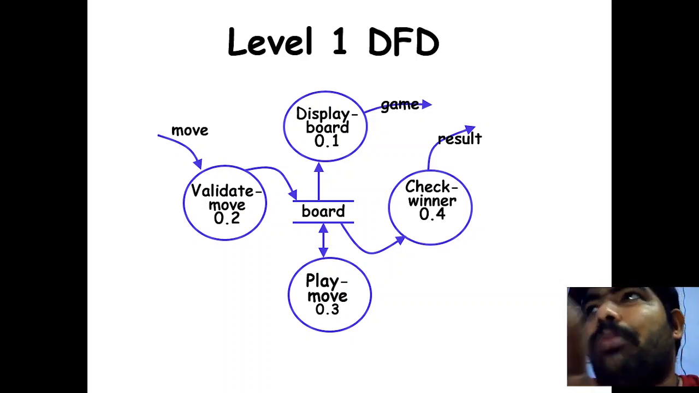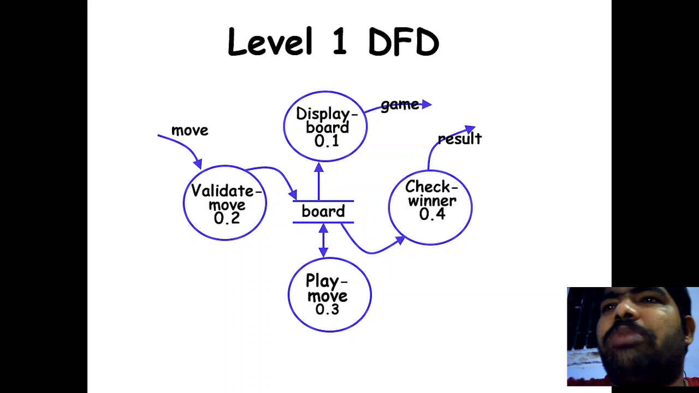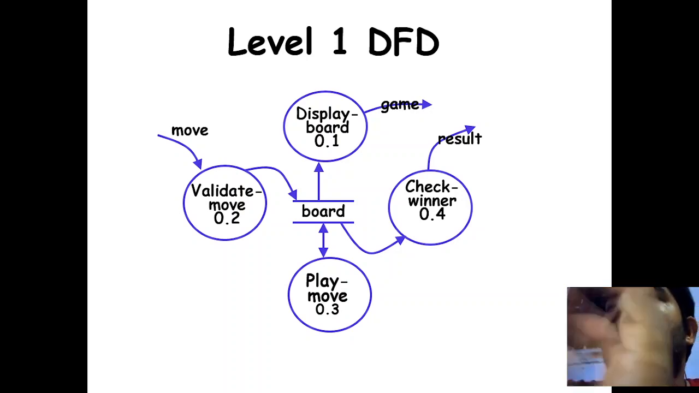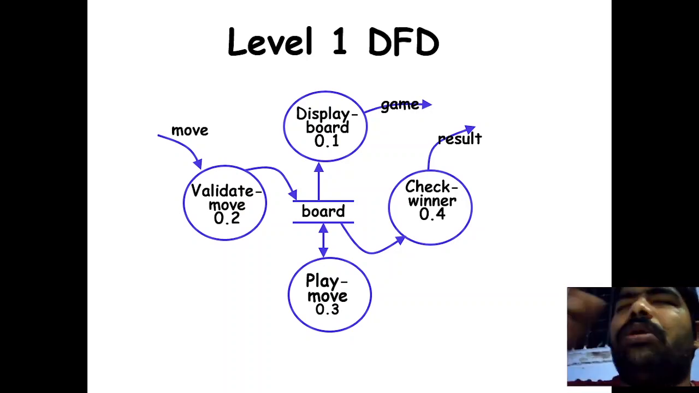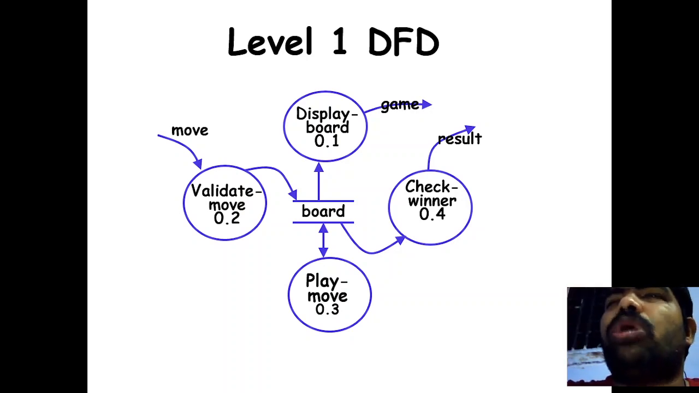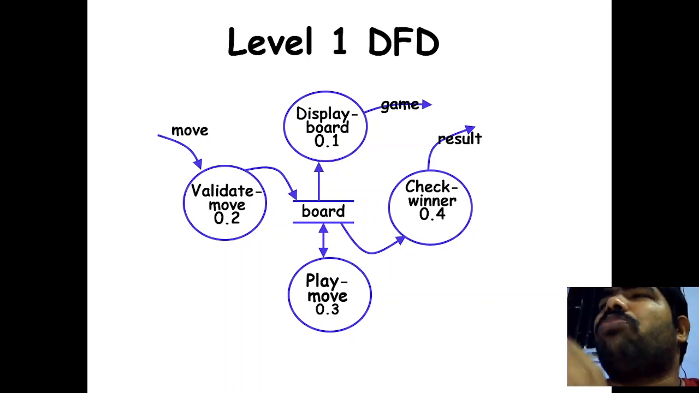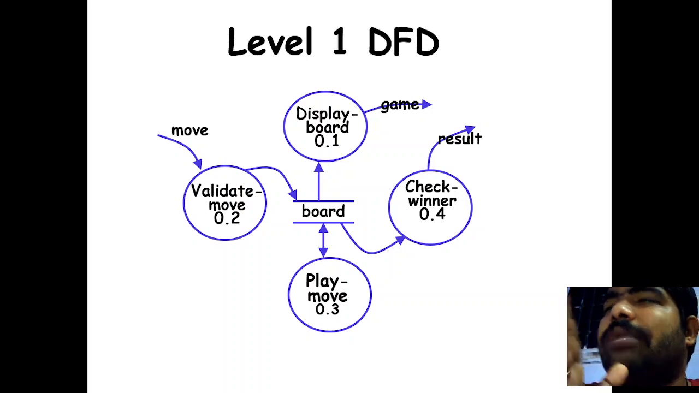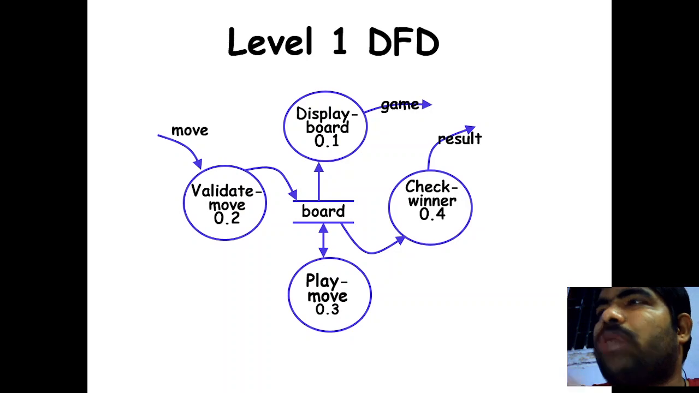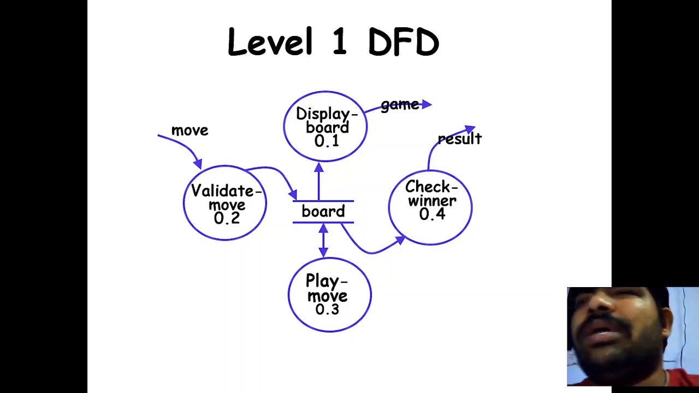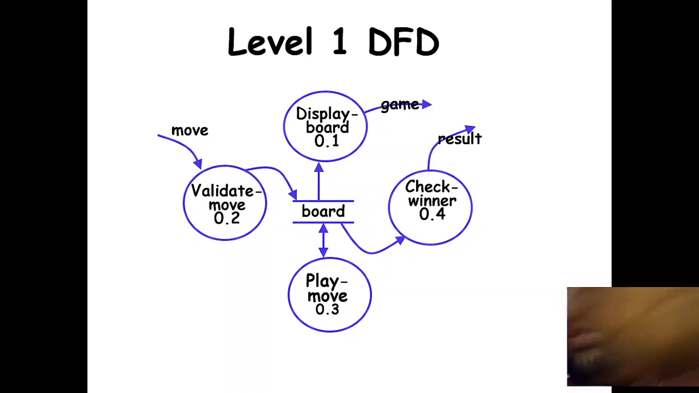One is moving on the board, and then displaying the board. Whatever the user moves on the board will be displayed. That is the game plan. And then next the board displays the winner. From the board, the data store, it will store the items of both player 1 and player 2, so that it checks whose items are in order and displays the result. This is what level 1 DFD is.